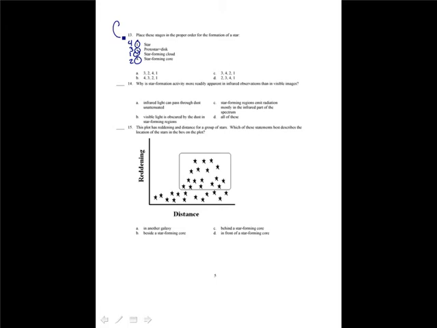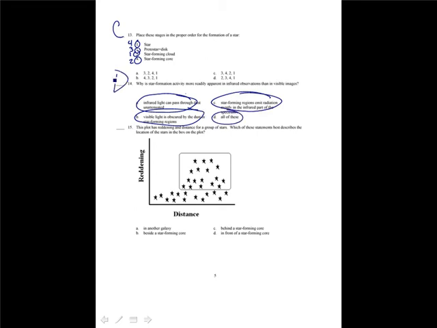Number 14, why is star formation activity more readily apparent in infrared observations than in visible images? Alright, this is true. Infrared light can pass through dust. Visible light is obscured by dust. Star forming regions emit radiation in the infrared, so the answer is D, all of these.